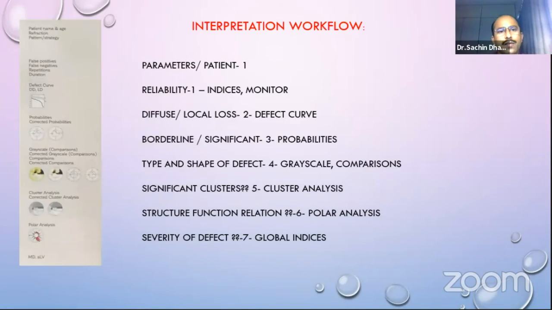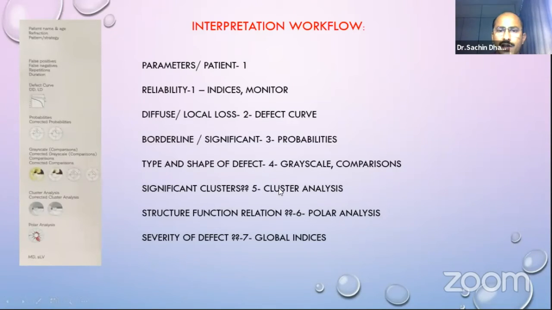So the interpretation workflow in Octopus is slightly different. Here we have some similar things like patient detail and the reliability indices, but then you have the defect curve, which is different. The probability map is same as the pattern deviation maps on the Humphrey. We have a grayscale and comparisons, that is the total deviation numerical plot and the grayscale.